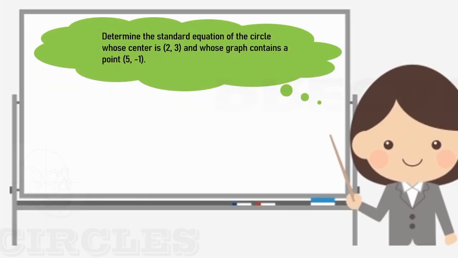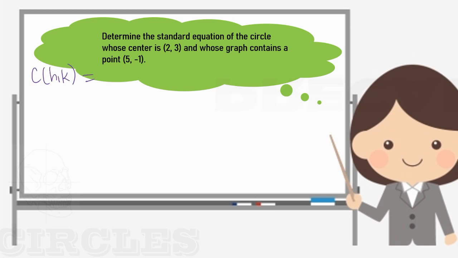So, another example for case 2, determine the standard equation of the circle whose center is at 2 and 3 and whose graph contains a point 5 and negative 1. So, pwede nyo ulit i-post yung video and then play nyo kapag tapos na kayong magsagot and then check nyo kung pareho tayo ng sagot. So, una, hanapin muna natin ulit yung mga given.